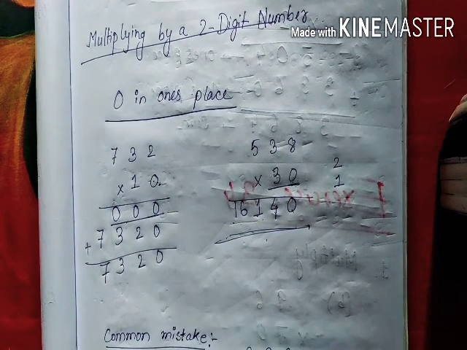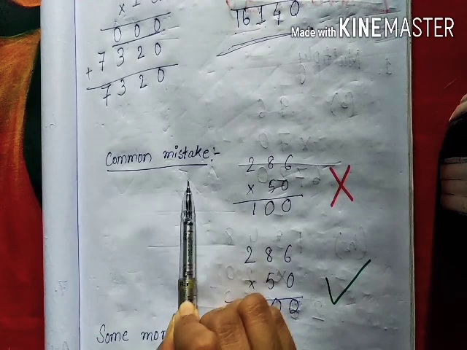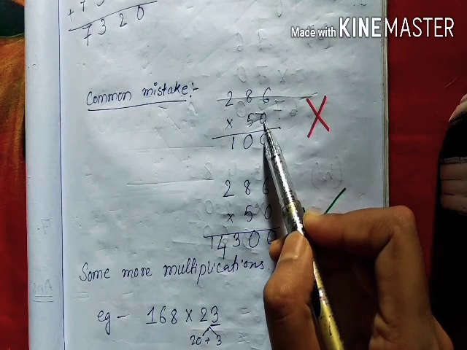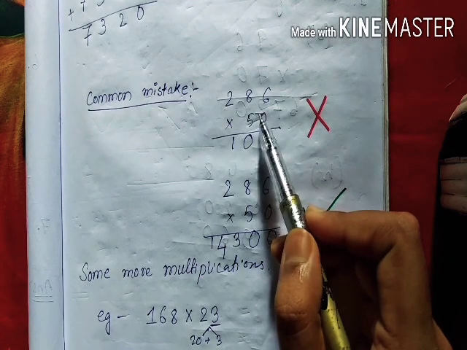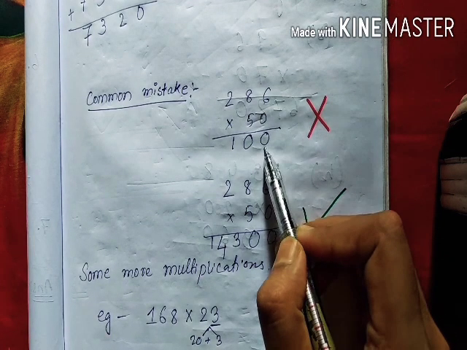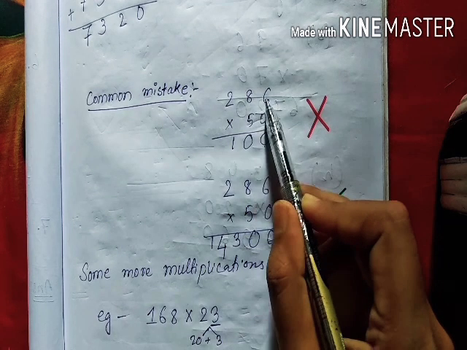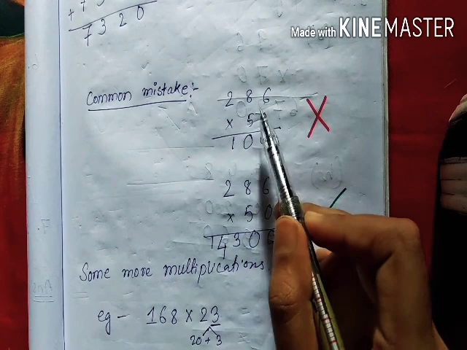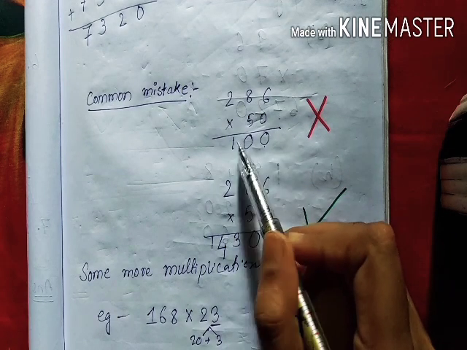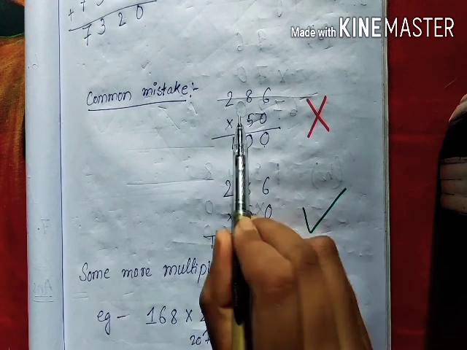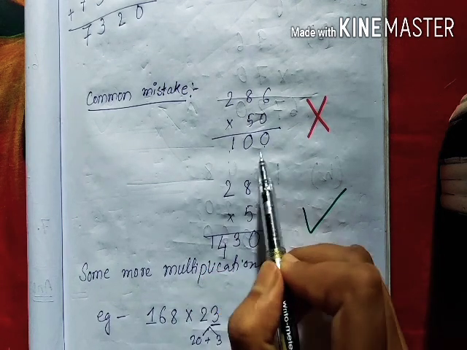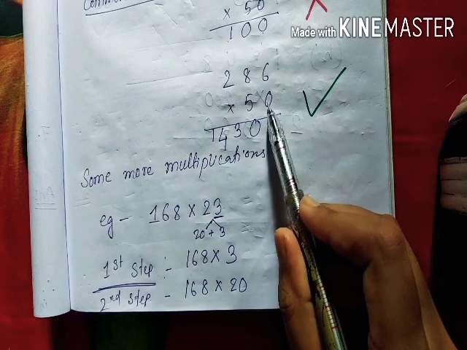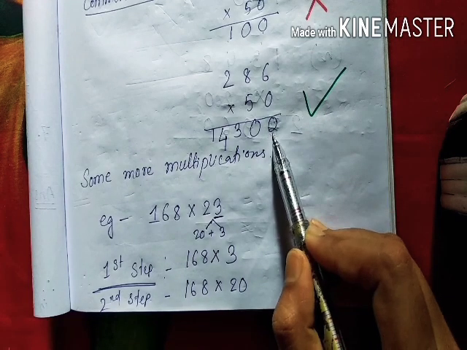Okay students, next common mistake. Generally students make this type of mistake. What happens, 0 is there, so children used to write like this, and then again 5 times 6 is 30, so again 0 is there, and again 5 times 8 is 40. Okay, again 0 is there, and 5 times 2 is 10, so they are writing only this one. If you are writing so, then it will be a big wrong answer. What you have to do, if 0 is there, definitely the ones place will be 0.